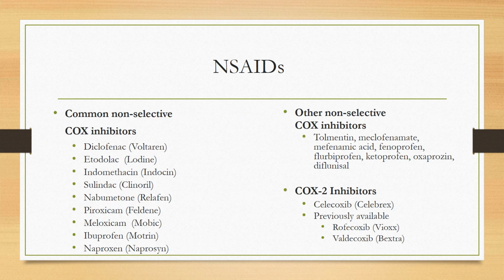Now we have a class of NSAIDs. Aspirin is kind of an NSAID, but we don't usually lump it in with the rest of them. NSAIDs specifically, when we use that term, we're talking about things that treat pain. So we have our common non-selective ones, so think diclofenac, etodolac, indomethacin. This is where ibuprofen and Aleve and meloxicam are. And then we have some other ones that you really don't see that much. Flurbiprofen you may see a little bit, ketoprofen you will, oxaprozin you may, diflunisal you may, but not so much.